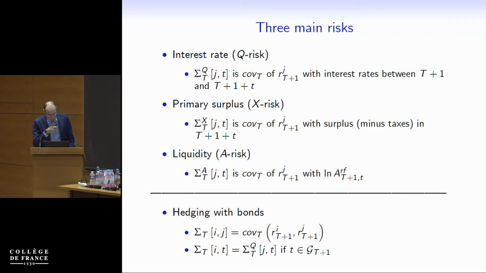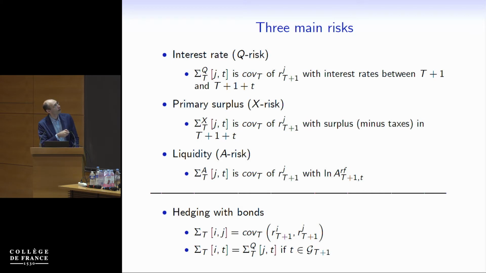So in our economy, now I'm building towards showing the main result for this benchmark economy, how the optimal portfolio should look. To build up to that, I need to introduce some notation. Basically in this economy, there are three types of risks that the government will want to hedge: interest rates, primary surplus, and liquidity risks.